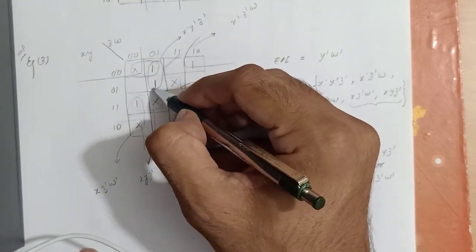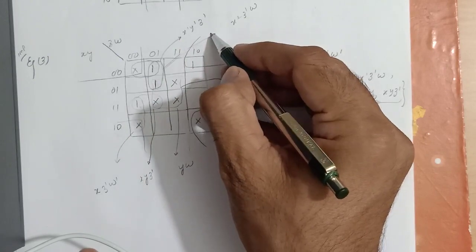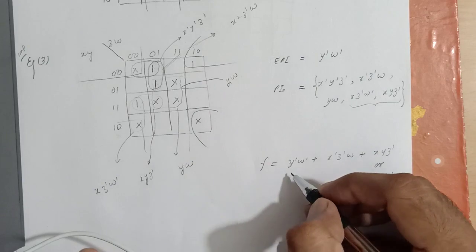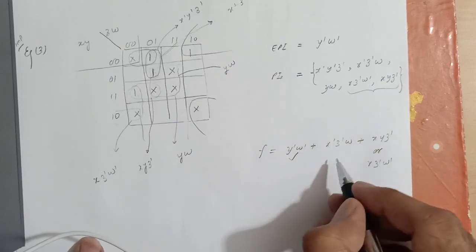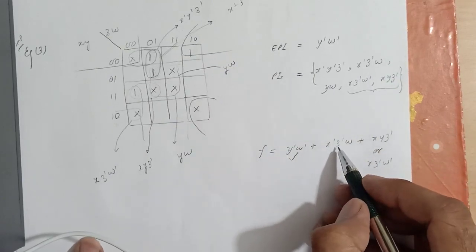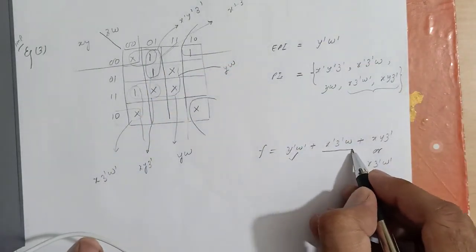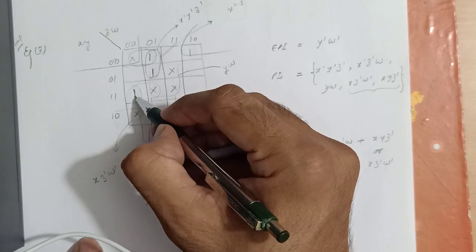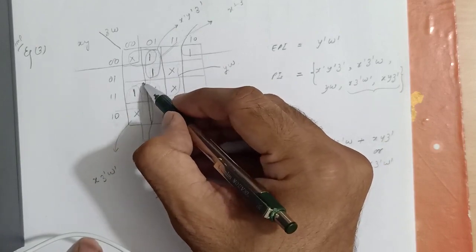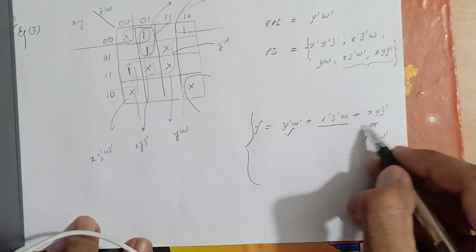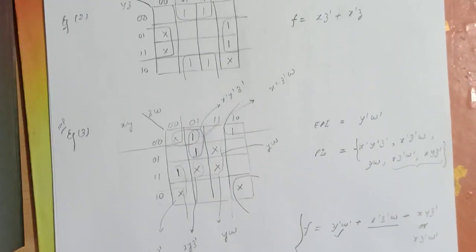If we have to cover these two ones, we can select a term that consists of only 3 literals. So yes, this is the prime implicant, and in order to cover these two ones, we have selected this. Now this one is remaining, so we can cover it with the help of this prime implicant or this prime implicant. So this is the solution of this question. Okay.